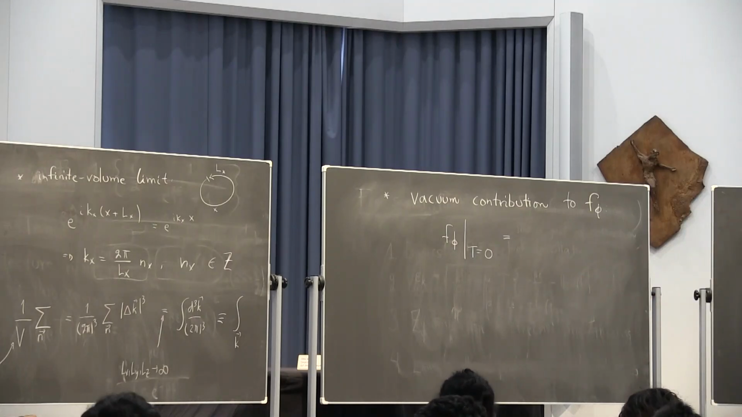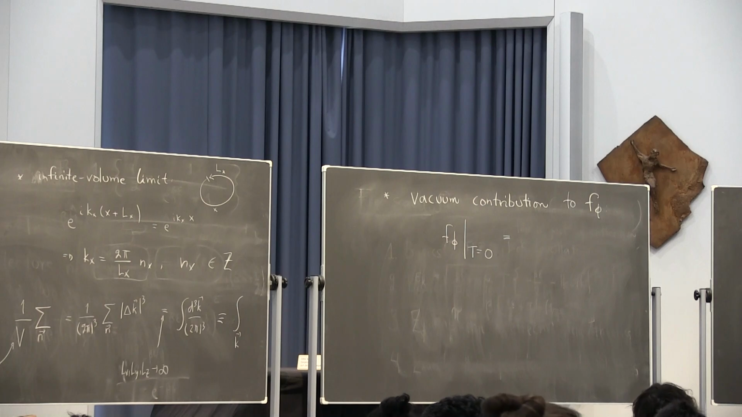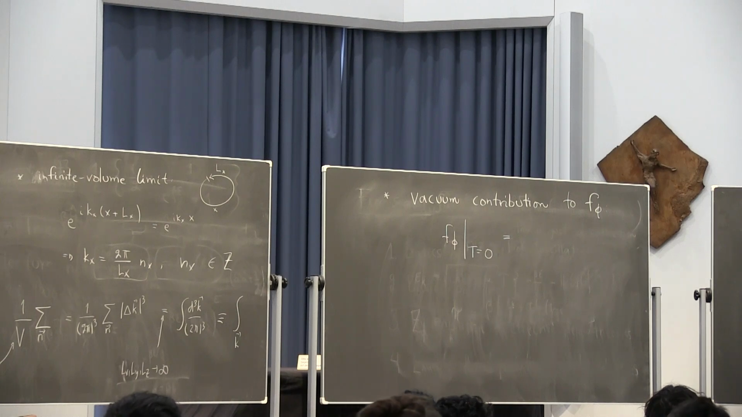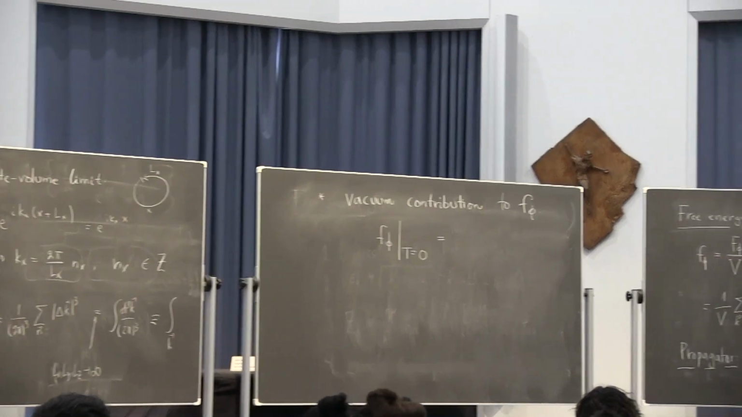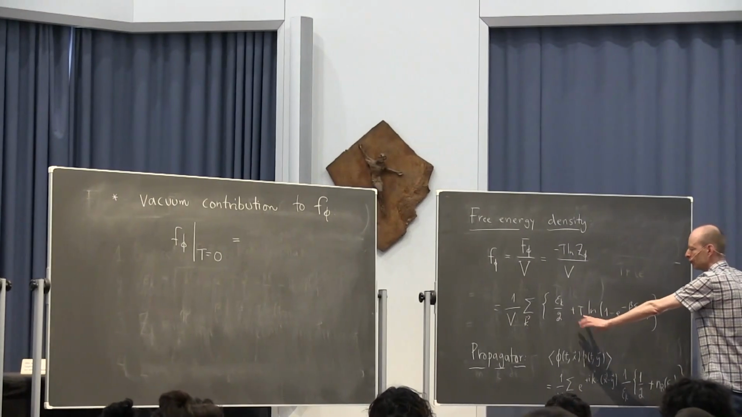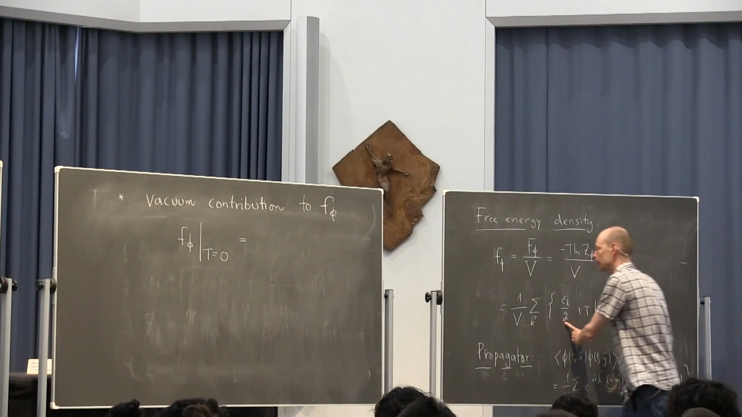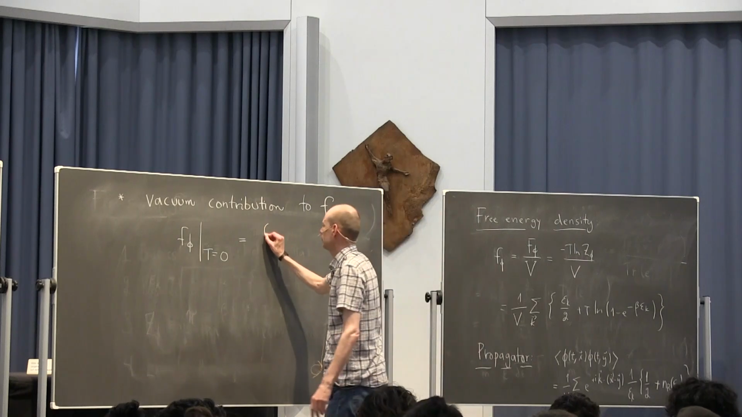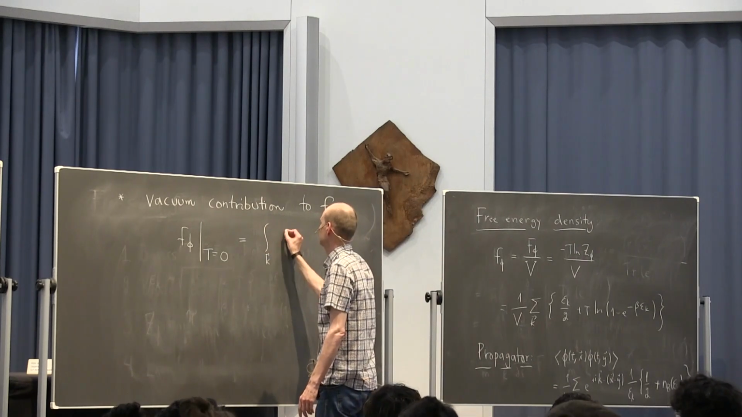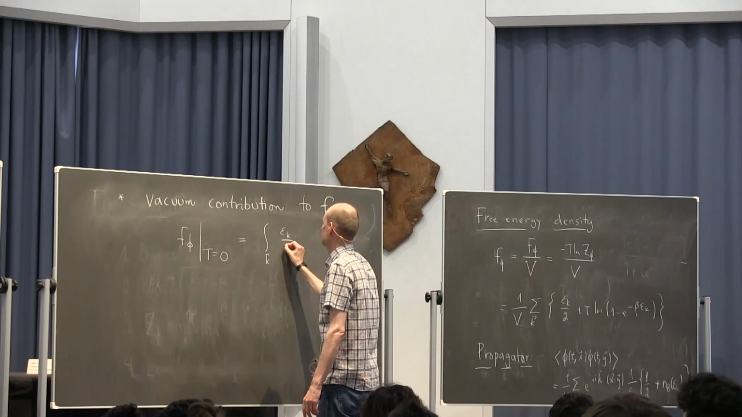If we set the temperature to 0, then beta goes to infinity, then e to the minus beta goes to 0 very fast. Log 1 is 0, so this term drops out. Well, the log drops out, and it's also multiplied by T, so it really drops out. And so then I'm left with only this term. And so I would then have a term like the integral over k of energy divided by 2.